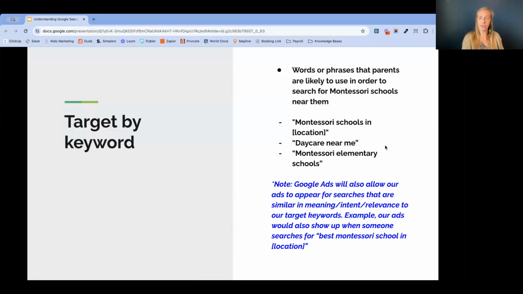Google Ads also allow your ad to appear for searches that are similar in meaning, intent, or relevance. So keywords are what our team or you would put in as, these are what I want my ad to show up for. But it will also pull those similar meaning things. So for instance, your ad might show up if someone searches best Montessori schools in Springfield, and your keyword here was Montessori schools in Springfield. It would still show up for that because it would know that that's similar. That's a relevant meaning here.